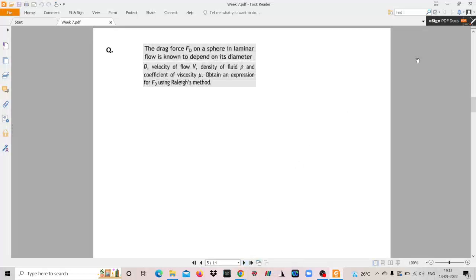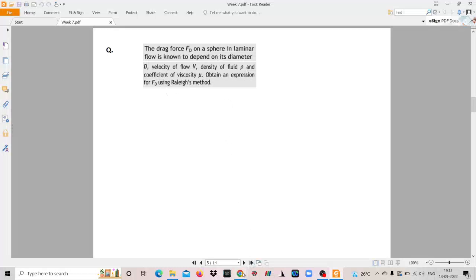The drag force Fd on a sphere in a laminar flow is known to depend on its diameter d, flow velocity v, density of fluid rho, and coefficient of viscosity mu. Obtain an expression of Fd using Rayleigh's method.